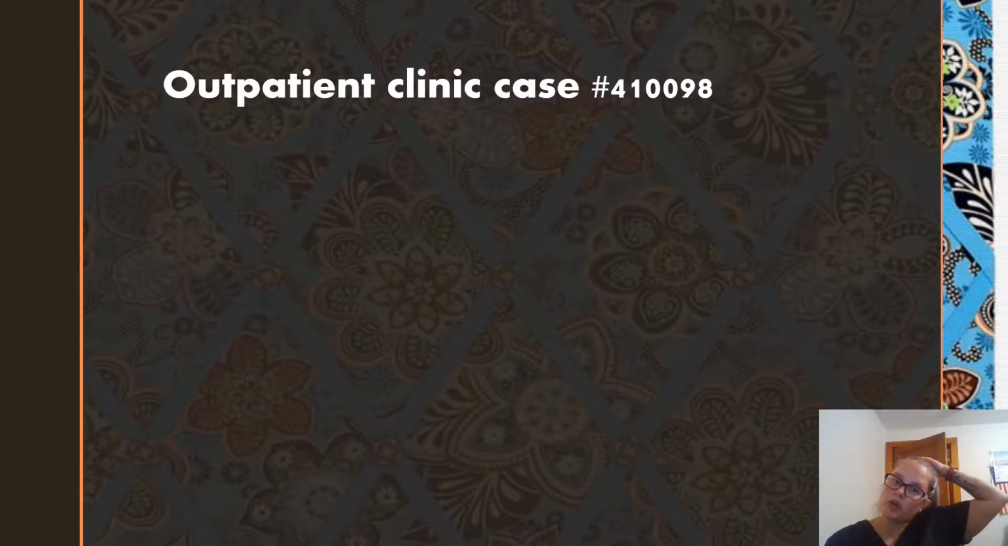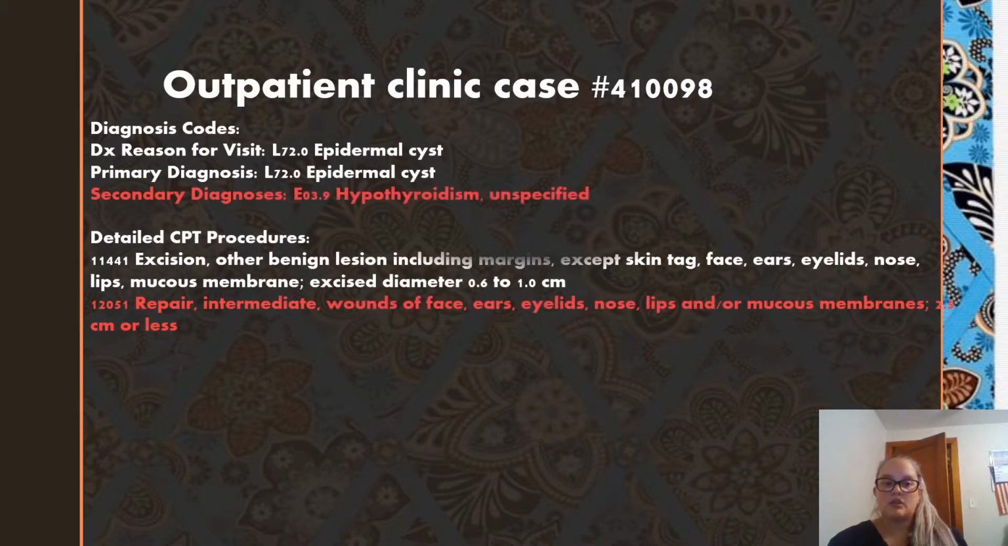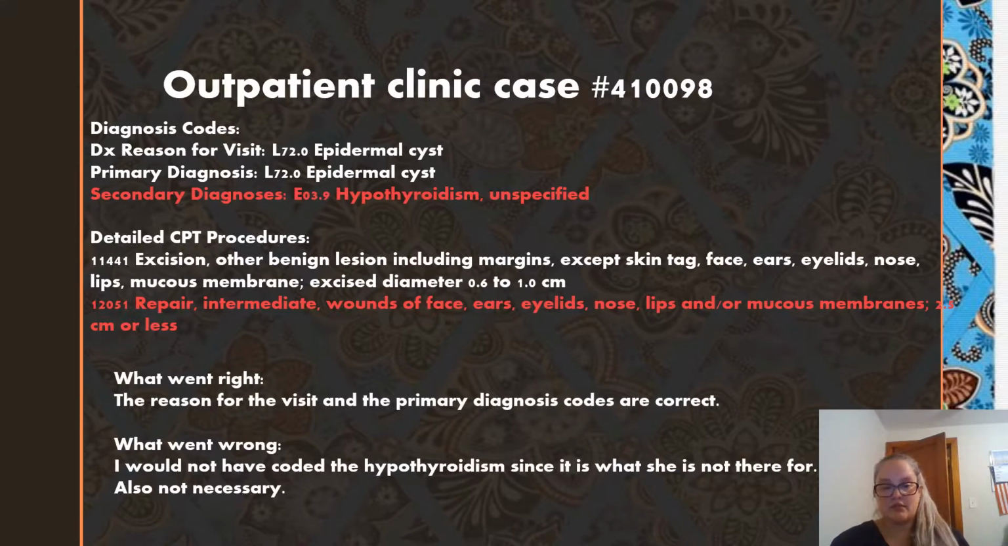All right, let's take a look at outpatient clinic case 410098. This was for 2 epidermal cysts that were removed from a patient. And what went right? The reason for the visit and the primary diagnosis codes were correct. What went wrong? I wouldn't have coded the hypothyroidism since it's not what she was there for. I didn't feel that it was necessary to do.